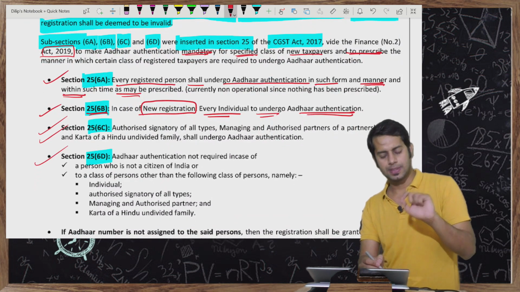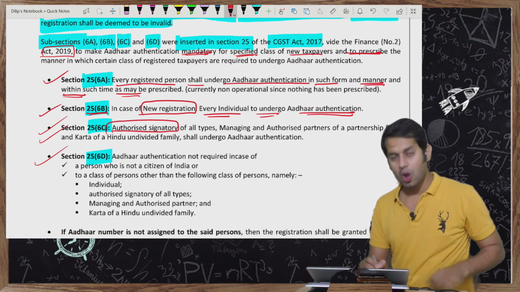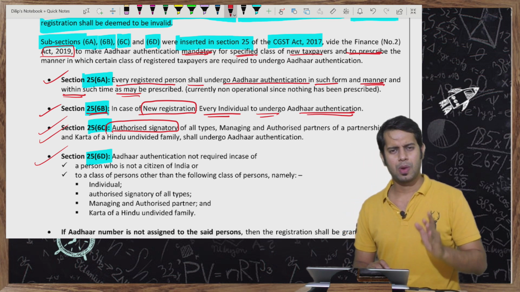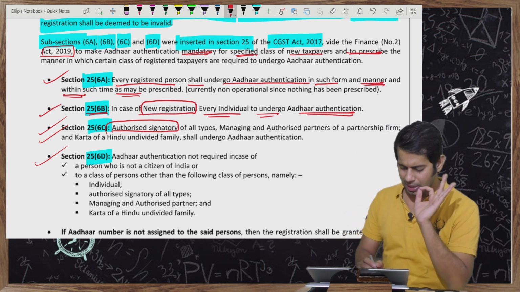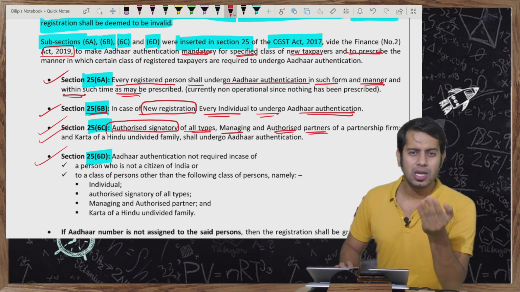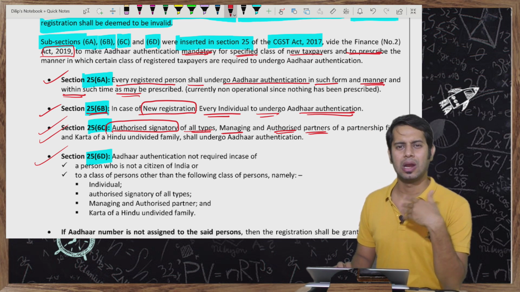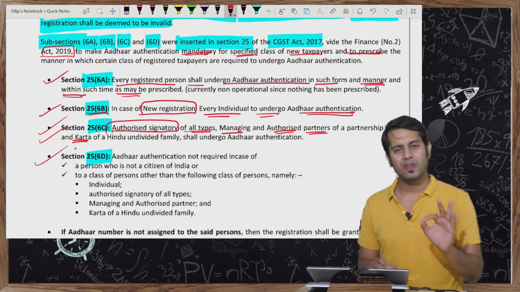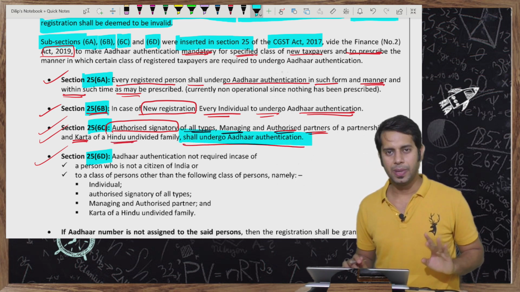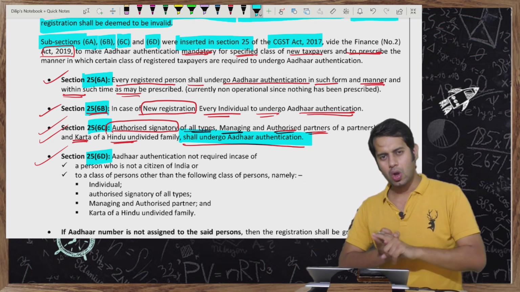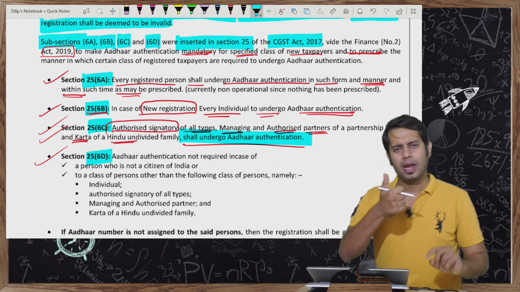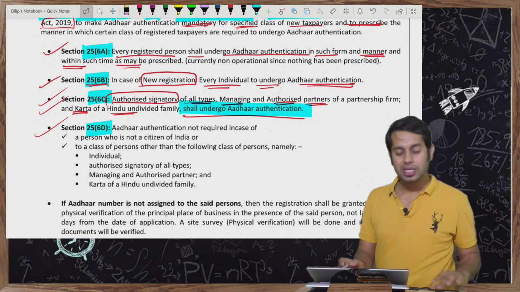Then the authorized signatory of all the different types. If you are an authorized signatory of a company, LLP, firm, sole proprietorship concern, whatever you are, and managing and authorized partners. If you are a partner of a partnership firm, whether an authorized partner or a managing partner, or the karta of an HUF, you shall undergo Aadhaar authentication. For an individual it is compulsory. For all the different types of authorized signatory it is compulsory. For managing partner, authorized partner and karta of HUF, Aadhaar authentication is compulsory.